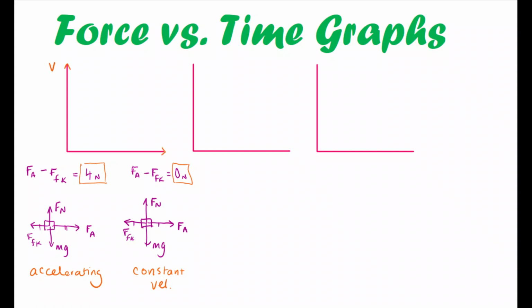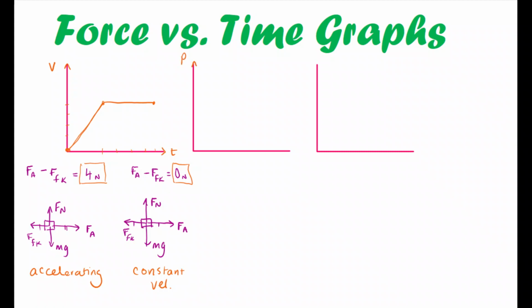If I then ask you to graph the object's velocity versus time, we could say that for the first segment, we don't know how long this is happening for, but we need to show that the object is accelerating, and specifically, it's getting faster. And then at some point, it hits constant velocity, and that would be just a horizontal line. So we have some time passing where the object's getting faster and faster because we have an unbalanced force, and then eventually it becomes a constant velocity, which means a horizontal line.